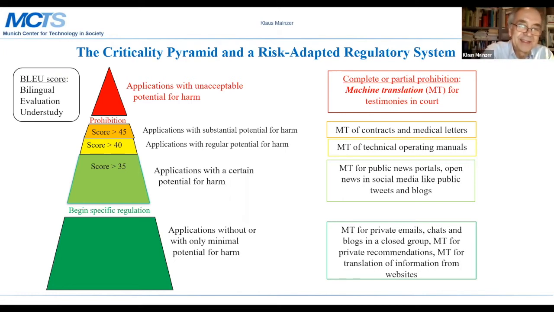And then below that level, there are more relaxed applications, applications with substantial potential for harm. Examples are machine translation of contracts and medical letters, and even more relaxed, machine translation of technical operating manuals, or even more relaxed, public news portals, use in social media, or applications without or with only minimal potential of harm: private emails, blogs in closed groups, translation of information on private websites, private recommendations, things like that.